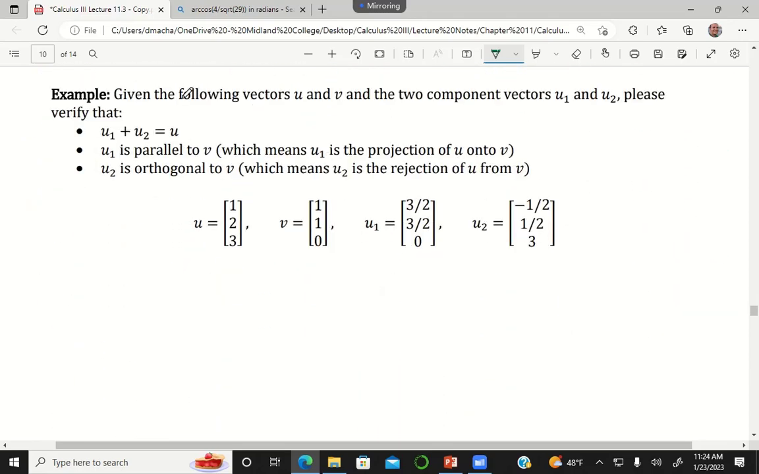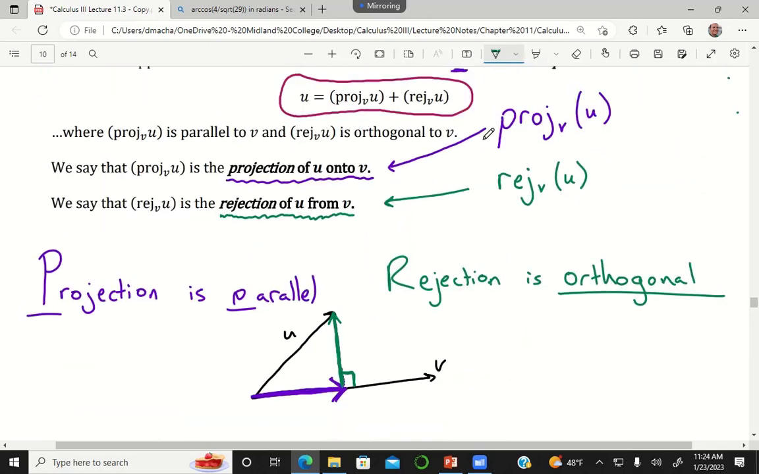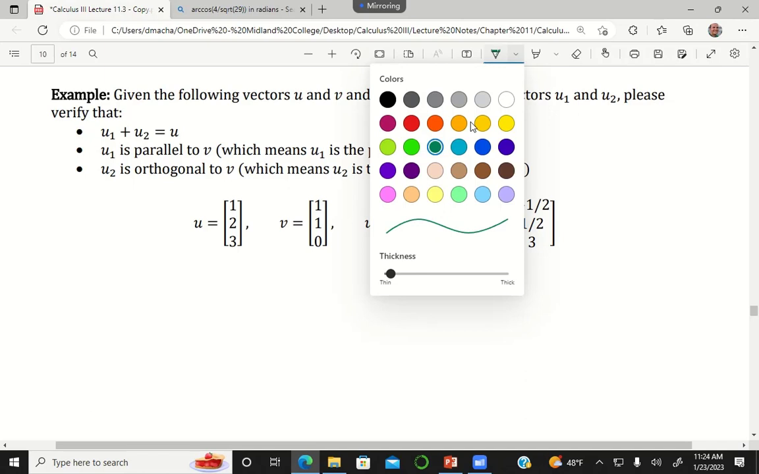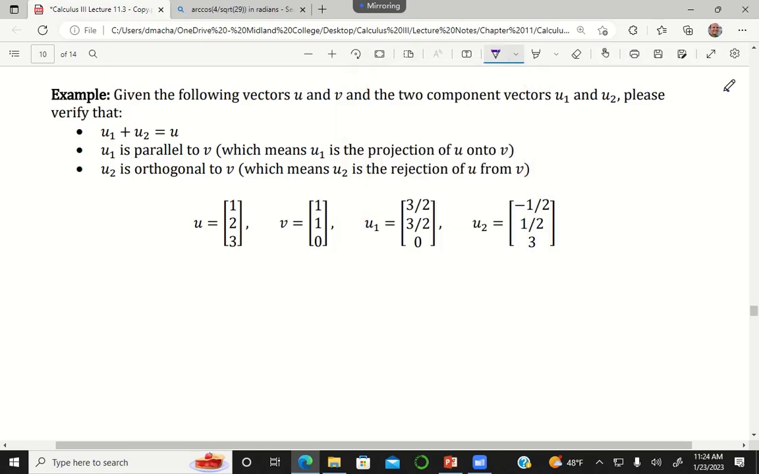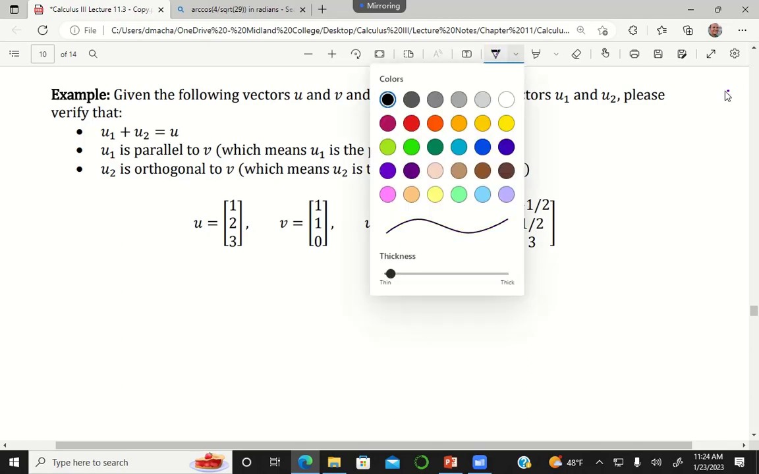So given the following vectors U and V, and the 2 component vectors U1 and U2, we're going to verify that, I'm using purple for projection. That's nice and easy to remember. We want to verify that U1 plus U2 is equal to U, right? We can do that pretty quick.